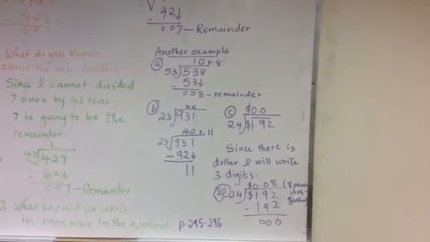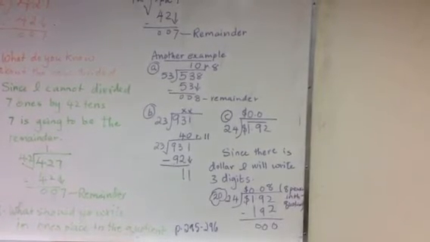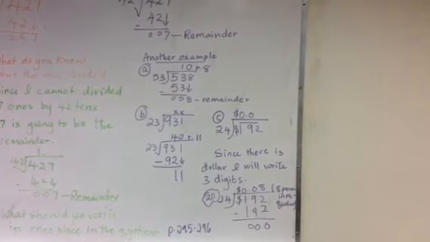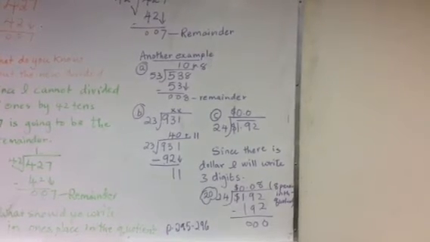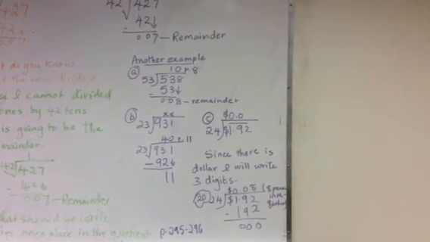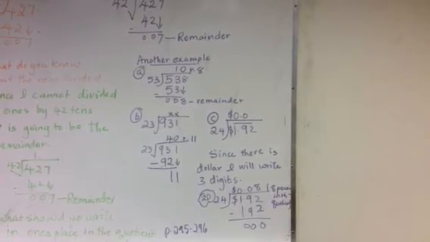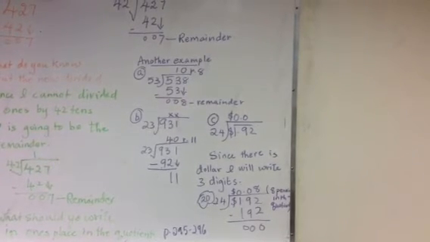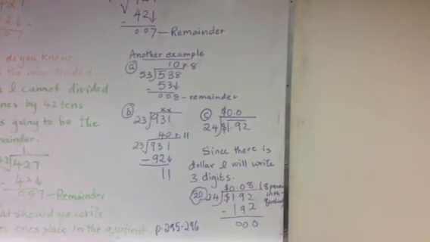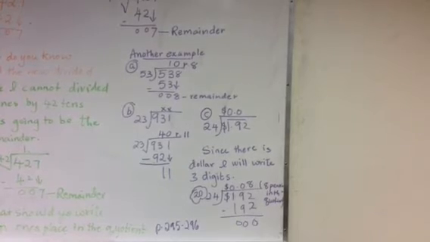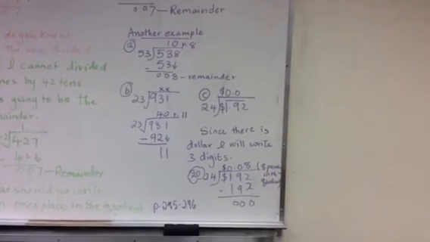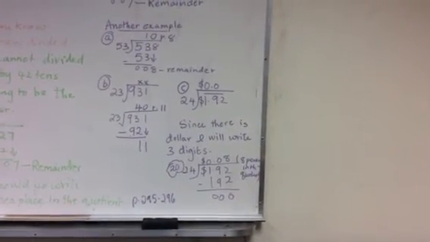Another example, B, 931 has to be divided by 23. How many digits will you have in the quotient? 2. 23 goes in 93 4 times. 4 times 23 is 92. 93 minus 92, you get 1. Then you bring down the 1. Can 23 go in 11? No, it's 0, because the new dividend is 11, and 11 cannot be divided by 23. So the remainder is 11.